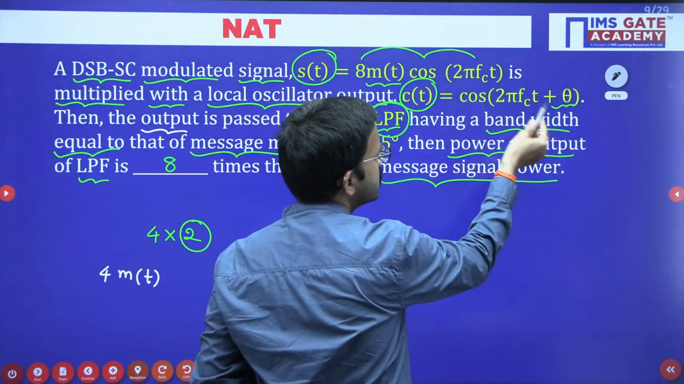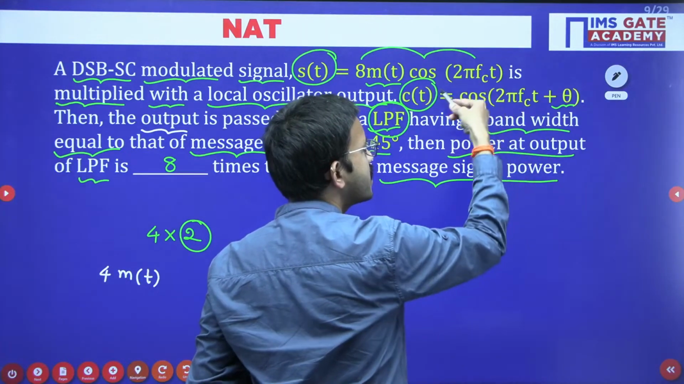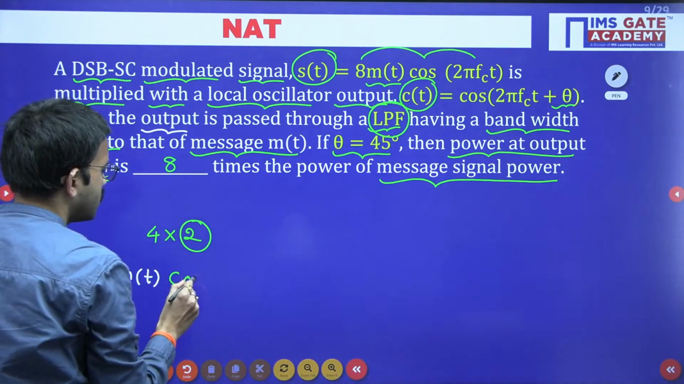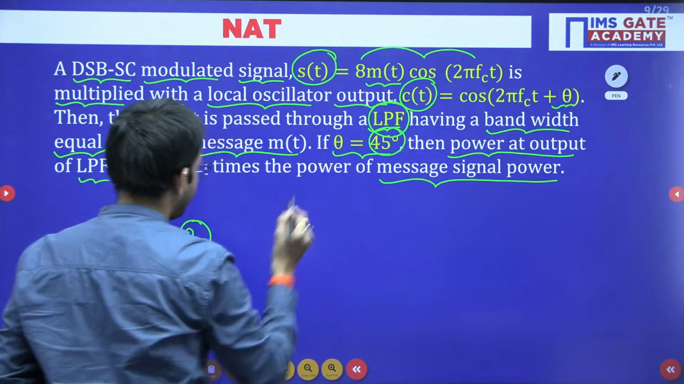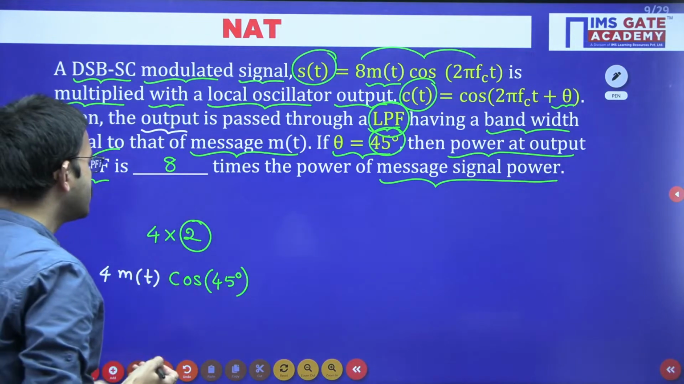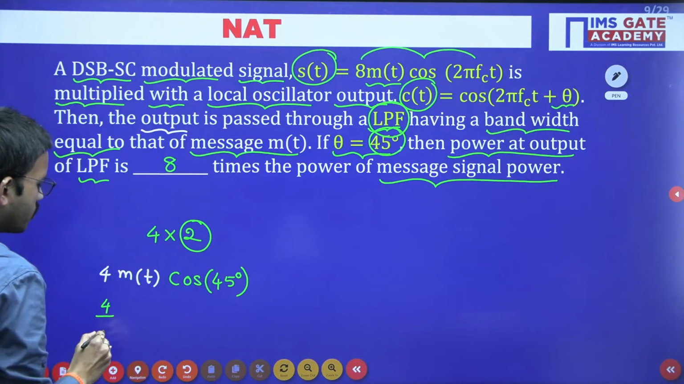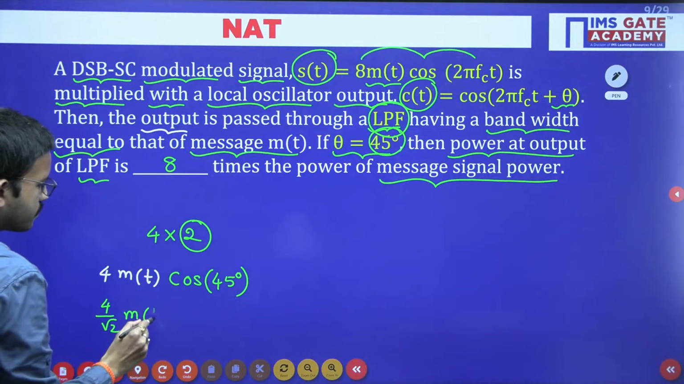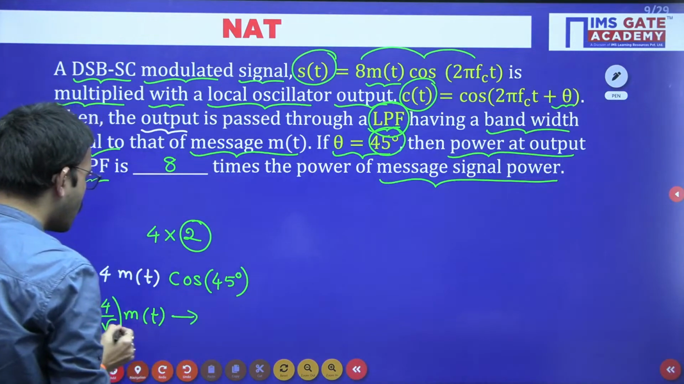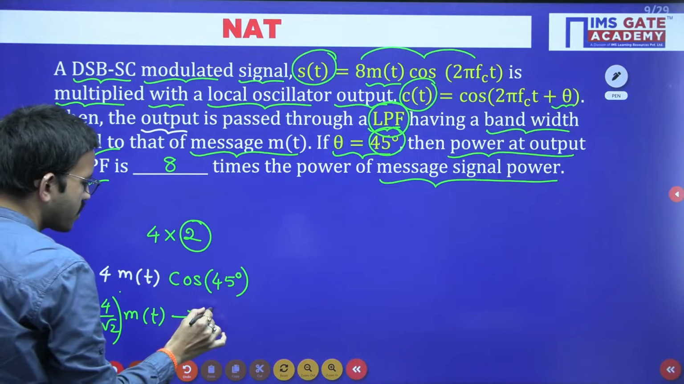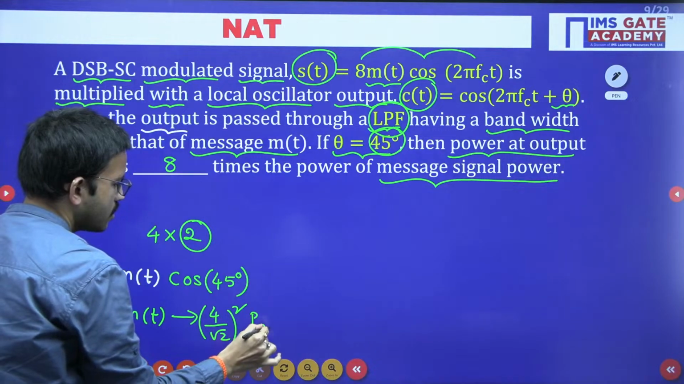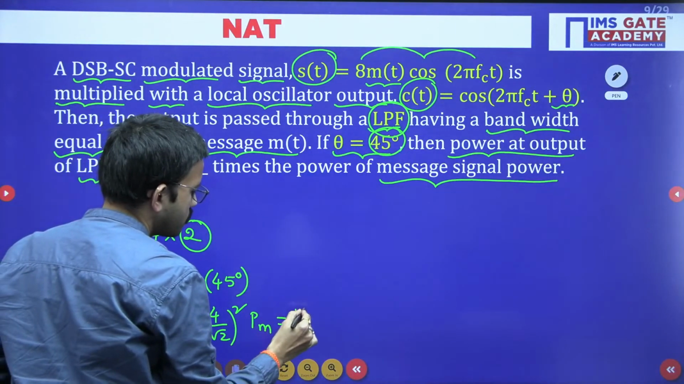So here also you have to consider only the difference of these two. So 2 pi fct will get cancelled. So you are getting cos theta. Yes or no? Cos theta. But here they have mentioned the theta value as 45 degrees. So cos 45 is nothing but 1 by root 2. So you are getting 4 by root 2 times m of t. For m of t the power is Pm. So for the constant times m of t, the power will be 4 by root 2 whole square Pm. So here 4 square is 16, root 2 whole square is 2.